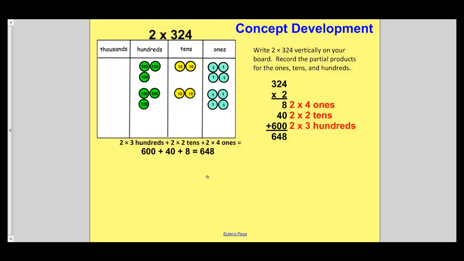So besides your place value chart, I want you to go ahead and write this multiplication problem using the standard algorithm partial products. So we've got 324 times 2, so we've got 8, which was 2 times 4 ones, 40, which was 2 times 2 tens, 600, which was 2 times 3 hundreds, equals 648. When you get caught up, press play.